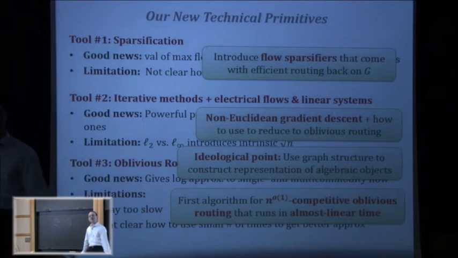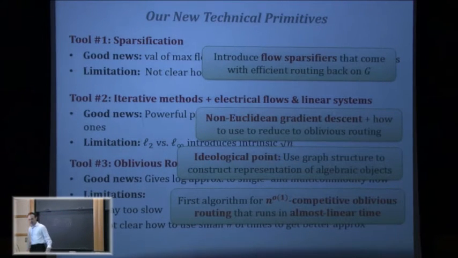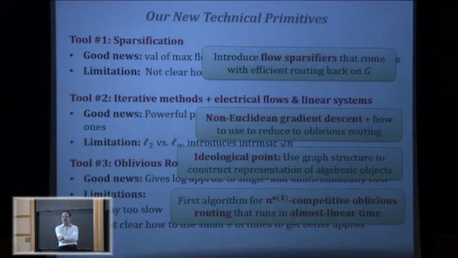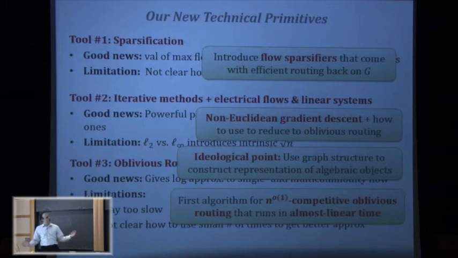Okay, and then the last thing, by now not a surprise, we're going to give a fast oblivious routing scheme. We're actually going to show how to get an n to the little o of 1 competitive oblivious routing scheme that runs in almost linear time. The n to the little o of 1 you could push to something like n polylog, but we're not going to because it's not necessary.